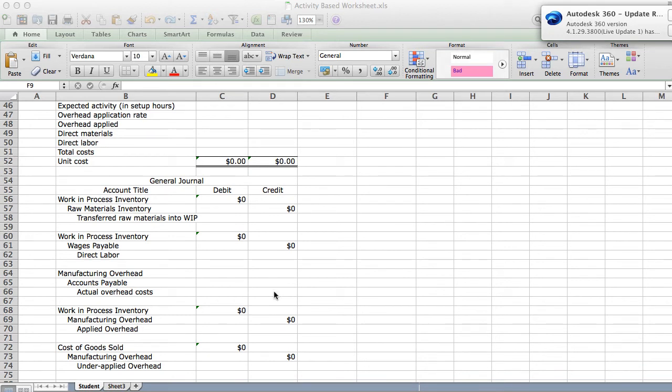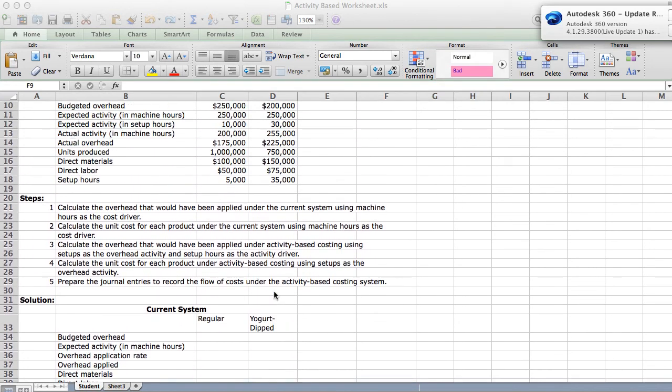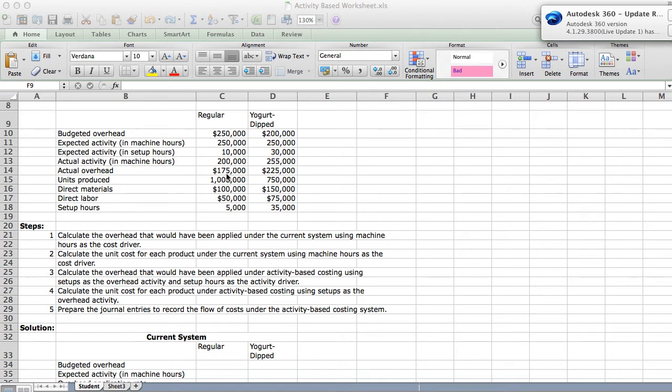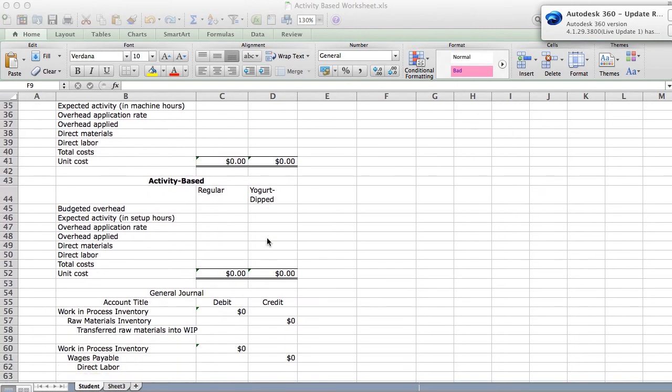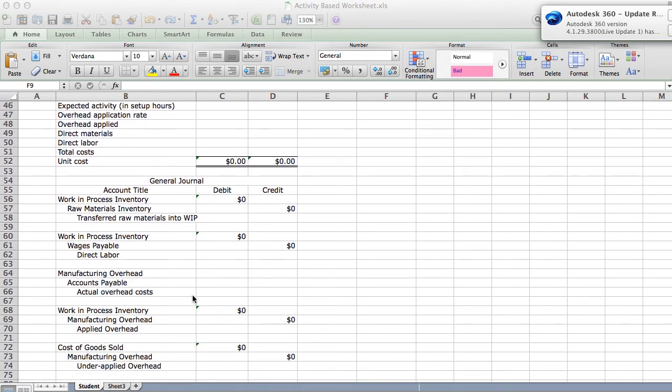Remember that when we're applying overhead, there's usually a difference between what you've applied or estimated versus your actual. The problem above does give us the actual overhead. Again, you're going to sum both regular and yogurt dipped to get a total actual overhead and compare that to what you've calculated as your applied overhead. The difference is going to be adjusted in your final journal entry for cost of goods sold and manufacturing overhead. So this concludes my explanation on activity-based costing for exercise 3A2.